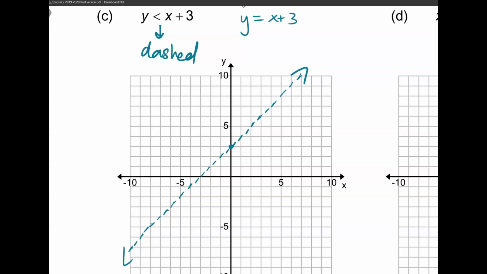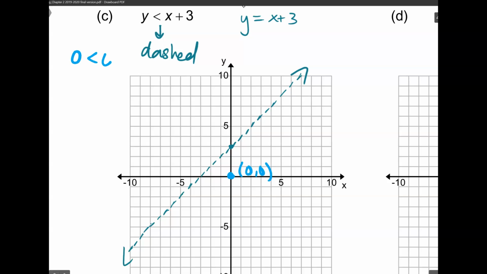Pick a point. I like picking 0, 0 because it makes it really easy to plug in and solve. But you have to make sure your line does not go through the point you choose. Okay, so I'm picking this point. This is 0, 0. And I'm just going to plug into the equation.